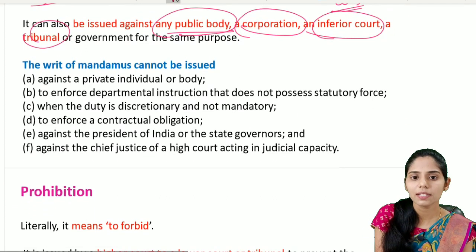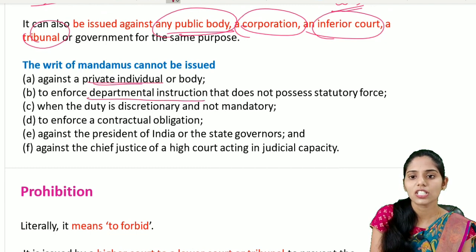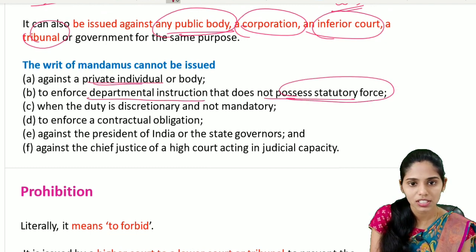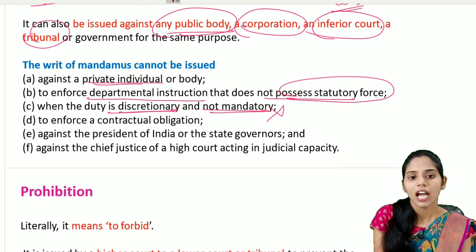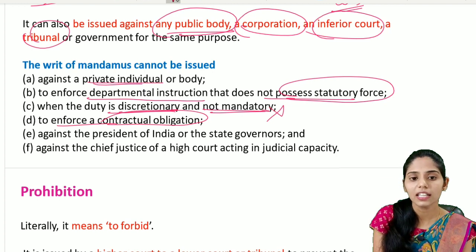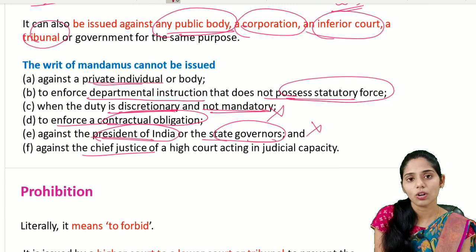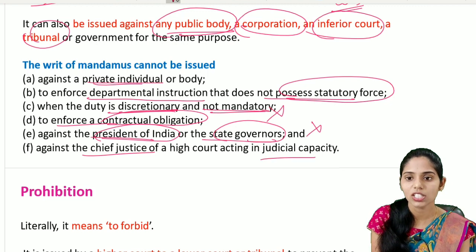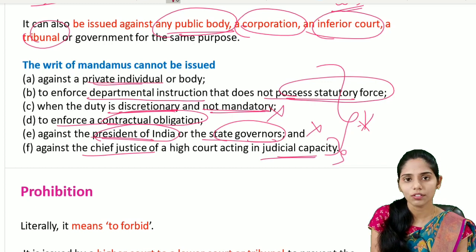The first one is against a private individual or a body, as I said earlier, to enforce departmental instructions that do not possess statutory force. The next one is when the duty is discretionary and not mandatory. In this case also we cannot command them. The next one is to enforce a contractual obligation. And the next one is if it is the President of India or the state governors; in this case also we cannot command them. And the next one is against the Chief Justice of the High Court or in an acting judicial capacity. In this case we cannot issue the writ of mandamus.